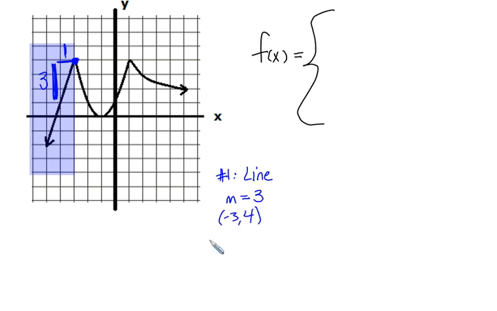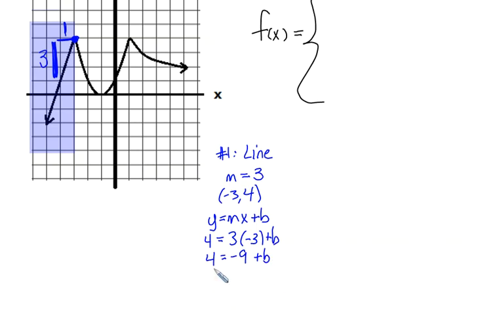Given the point and the slope, we can plug into y equals mx plus b to solve for the b. So we get 4 is equal to a positive 3 for the slope times a negative 3 plus b. So 4 is equal to a negative 9 plus b. Add 9 to both sides and we get that b is equal to 13. So the equation of our line with a slope of 3 and a y-intercept of 13 would be y equals 3x plus 13.